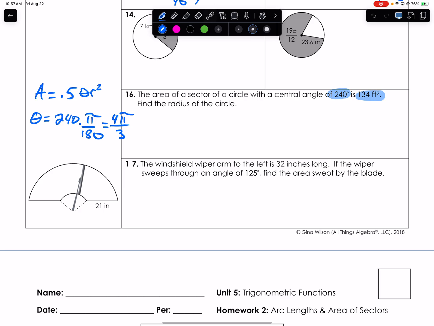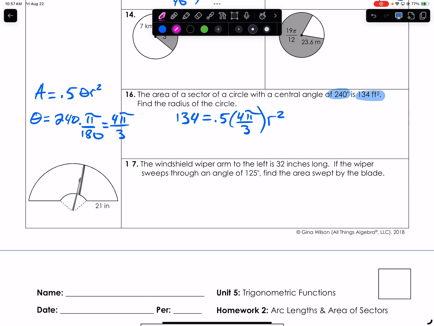So now I got theta, right? I got this one right here. I've already got the 0.5. What's the 134 in that formula? Is it A or radius? Area, right? How can you tell without even thinking about it? Because the units are squared, exactly. Like, it's a good cheat code, right? You see the units are squared, it's got to be the area. So plug it in where the area is. So we get 134 equals the 0.5, and then theta is 4 pi over 3, times r squared.